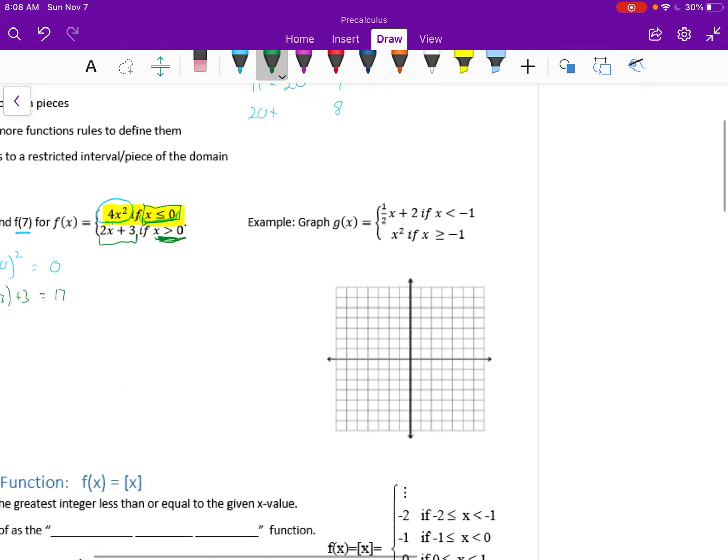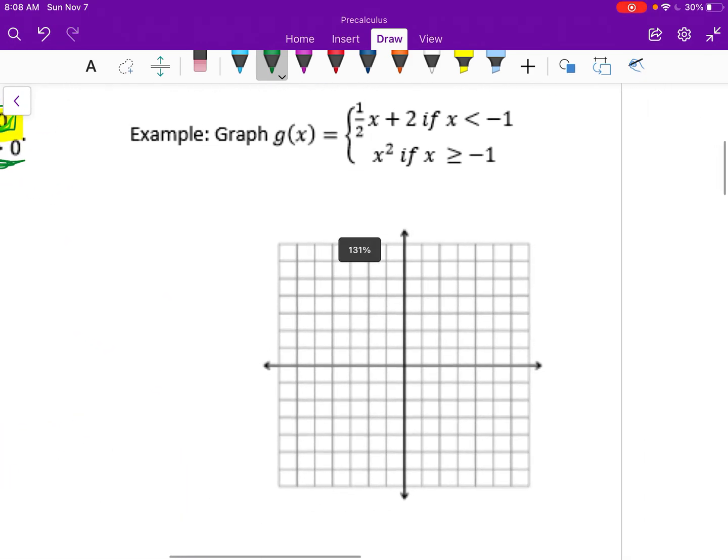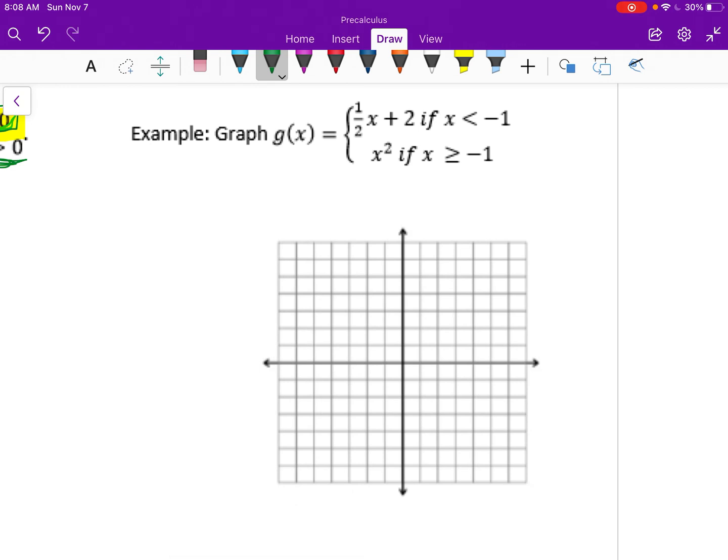All right, this next one, we'll slide this over and make it bigger, so we're going to graph this. This top part means really we're just graphing, and you don't have to write this each time, y equals 1/2 x plus 2. And the second part, we're graphing y equals x squared. But there is an interval that we're going to graph those things on. So this first part, this line in green, y equals 1/2 x plus 2, we only want to graph when x is less than -1.